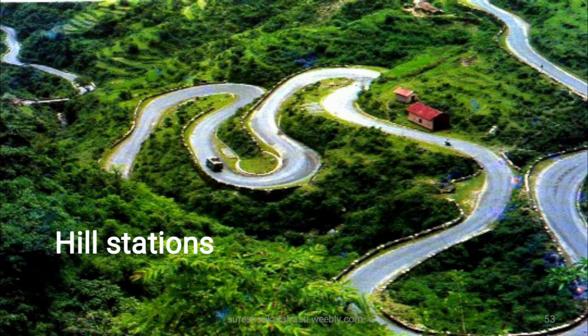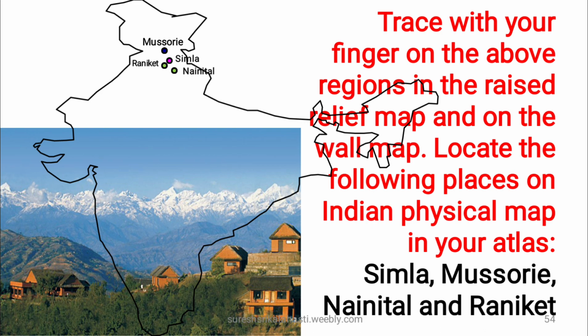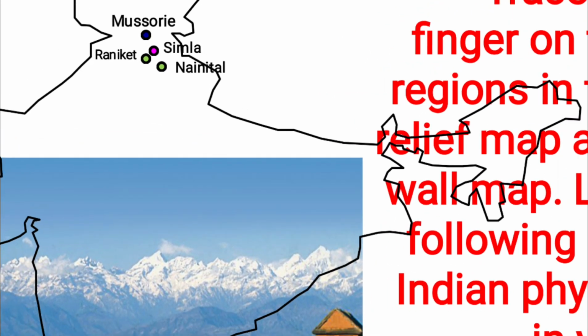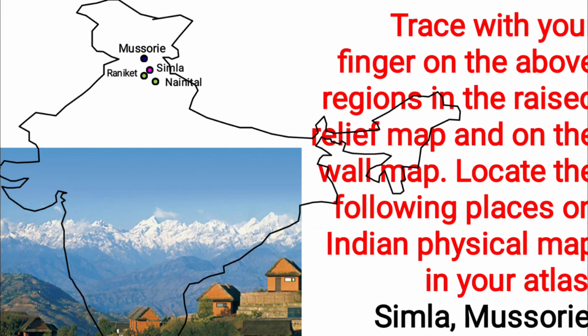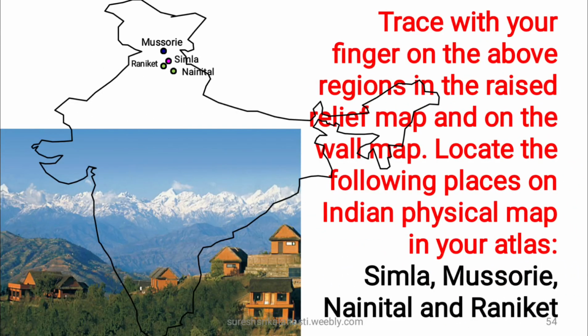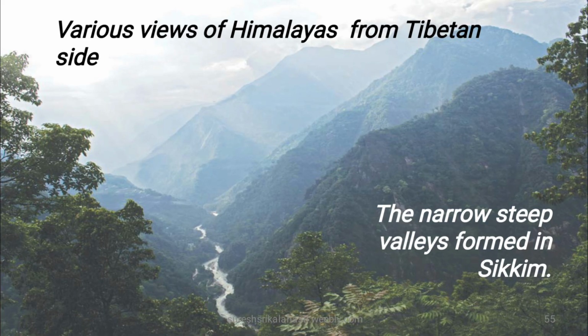Hill stations. We can observe this type of hill stations, curved roads, because it is totally covered with hills. See here, Mussoorie, Shimla, Nainital, Ranikhet, like that. These are all hill stations located in the Himalayan region.